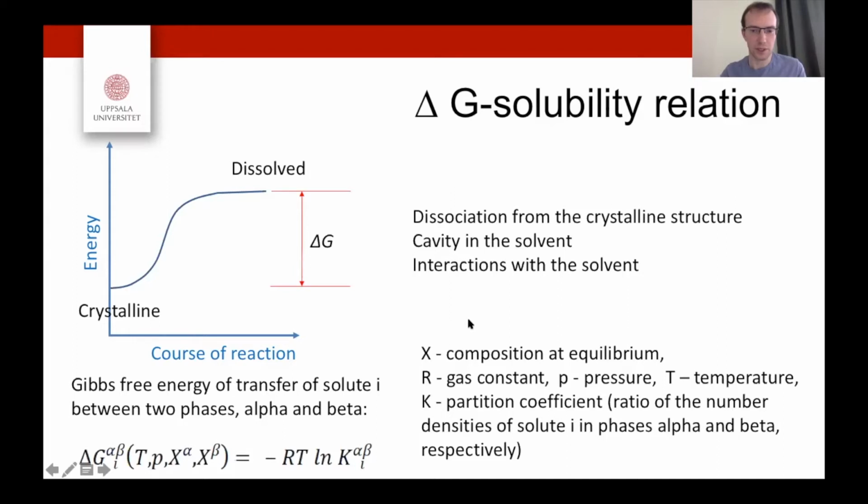And yes, to quantitatively describe this relation between the delta G, this is a Gibbs free energy, right? And the solubility. There's this relation. So basically, if we have a composition at two states, two phases, where we have it dissolved and not, that will be proportional to the gas constant, temperature, and the logarithm of the partition coefficient. So basically, the ratio of the number densities in these two states.